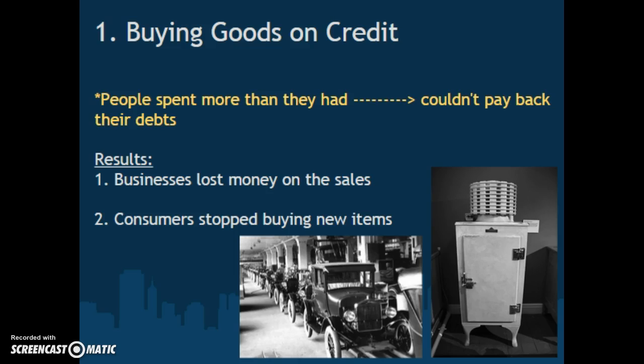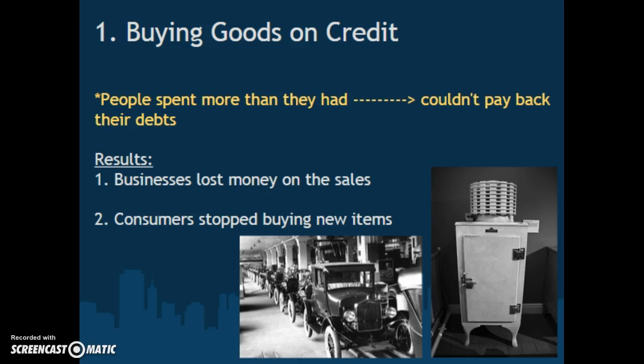Basically, people spent more than they had, and then they couldn't pay back their debts. They assumed that because they were making a lot of money in the 1920s, that they would just continue to make a lot of money. And so they're not saving appropriately. They're buying a lot of things on credit cards or lines of credit. And then when they lose their job, they don't pay their credit back.